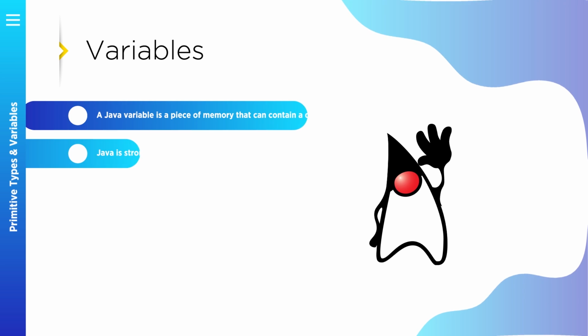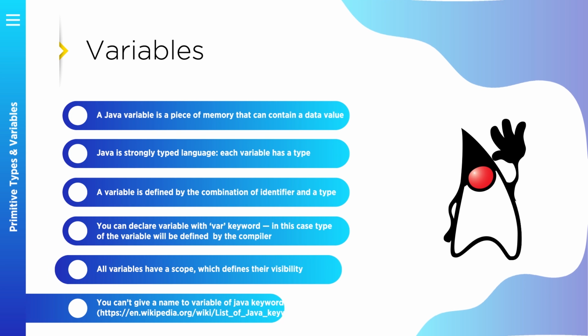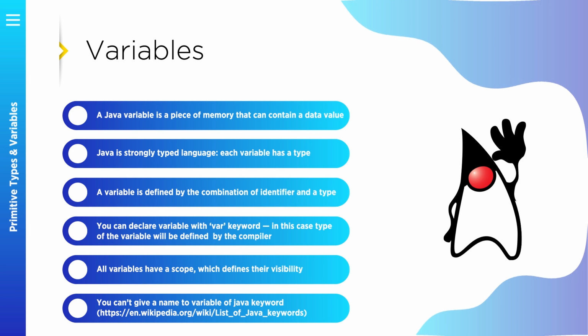So what is a variable? A variable is a piece of memory that can contain a data value. You can see that each variable has a data type. Even when you create a variable with the var keyword, the compiler identifies the type of this variable. For the variable name, usually nouns starting with a small letter are used. You can't use keywords for variable names. What are keywords? For example, int, byte, short, class, public, package. These are all keywords.